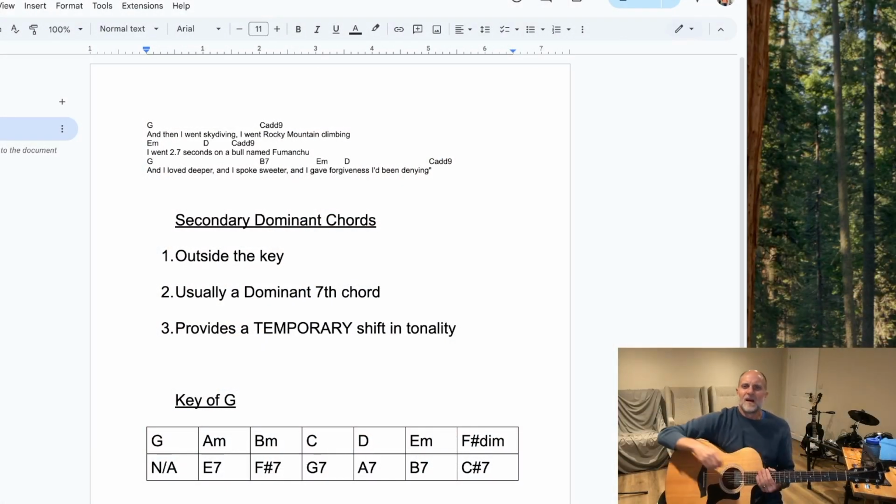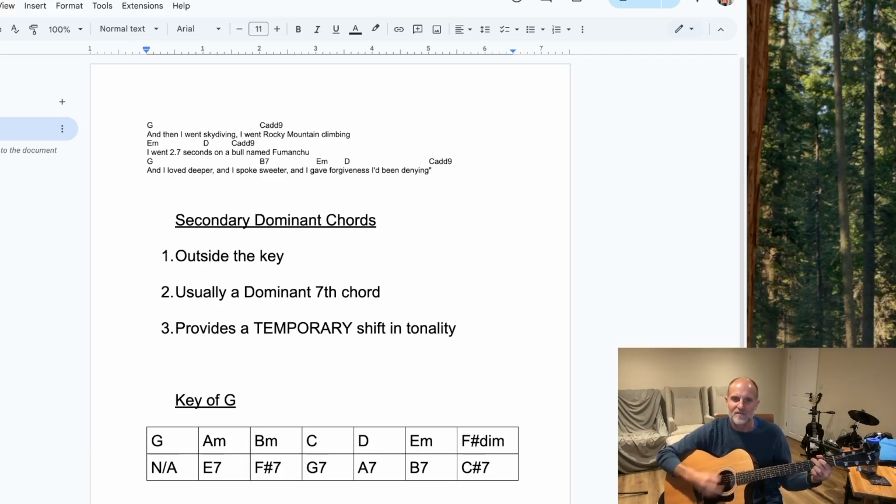So, again, there are a few core characteristics of these secondary dominant chords. First is that they're outside the key. When we were looking at that Tim McGraw tune, we're in G, chugging along, and then all of a sudden we hit this B7. That B7 is outside of the key of G, and it provides a little bit of color and moves us outside of the conventional chord progression.